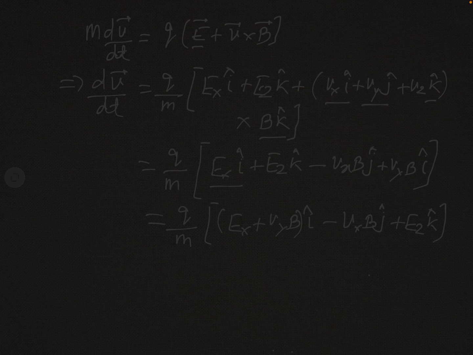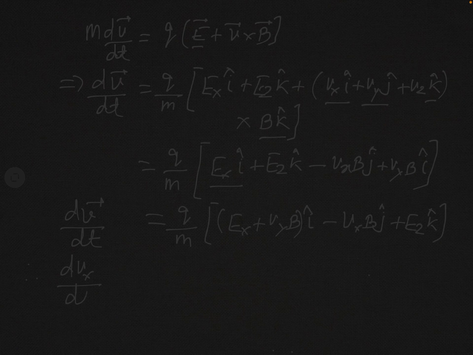Now this dV by dt we have evaluated, and you can equate the x, y and z components of this vector dV by dt in LHS and in RHS. So in a scalar form, this equation of motion will be split into 3 equations of motion, and you can easily see what those equations of motion will be.